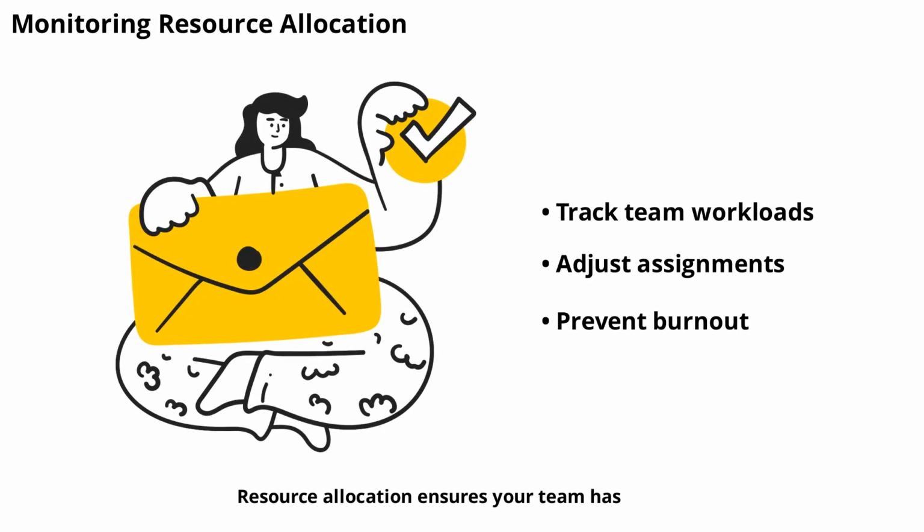Resource allocation ensures your team has what they need to complete the project. In your ATS, you can track who is working on what, monitor workloads, and adjust assignments as needed. This helps prevent burnout and ensures tasks are distributed evenly. Regularly review resource allocation to keep your project running smoothly.